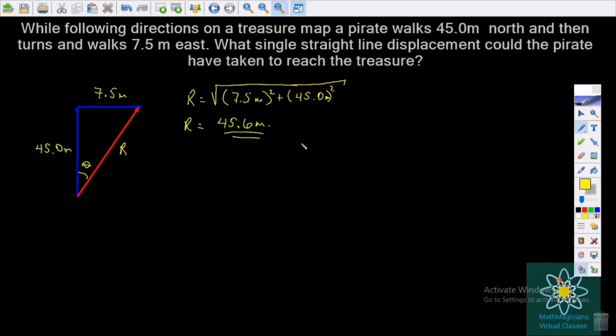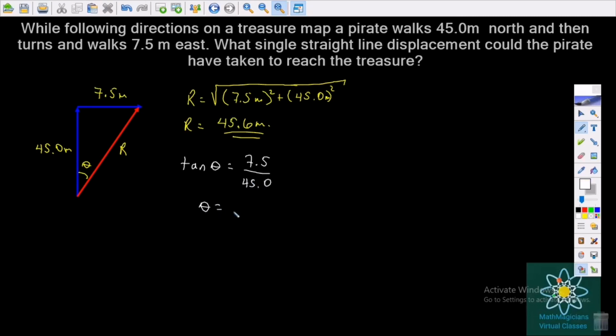Once you have this, remember that you are going to find the direction. And the direction when the x and y components are given, I told you that it's easier to use tangent of the angle. It's not that you cannot use sine and cosine, those can be used, but since the components are given already, you can start by finding tangent of the angle. Tangent of the angle would be opposite over adjacent. So the opposite side would be 7.5 and the adjacent side is 45.0.